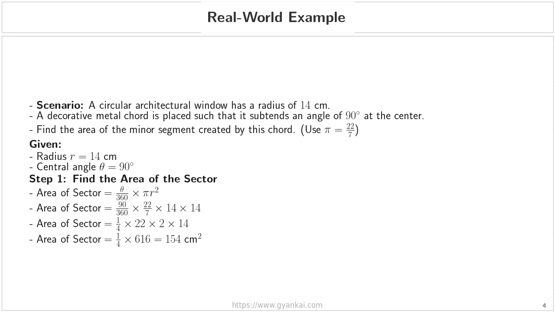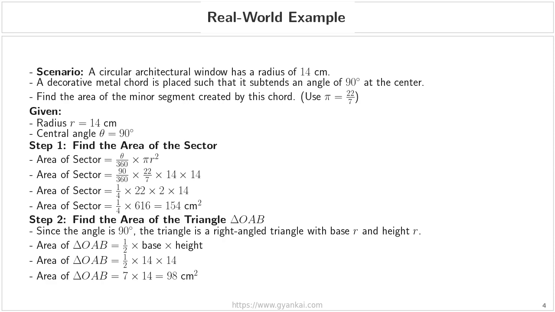When we multiply 22/7 by 14, one of the 14s cancels out the 7, leaving us with 22 times 2. So, our equation becomes 1/4 multiplied by 22, multiplied by 2, multiplied by 14. This simplifies further to 1/4 multiplied by 616, which gives us an area of 154 square centimeters for the sector.